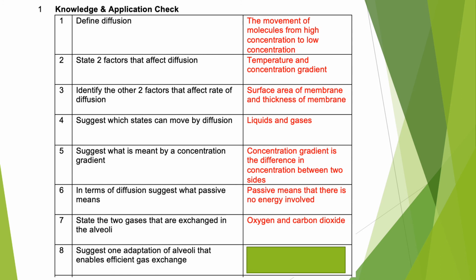Number 8, suggest one adaptation of alveoli that enabled efficient gas exchange. So probably the most obvious one is that your alveoli over the years have evolved into having a large surface area. So if you go back to the actual paragraph where we talk about surface area, it will talk about how much surface area there actually is per alveoli. Right? So give that a read because I did gloss over it quite fast.